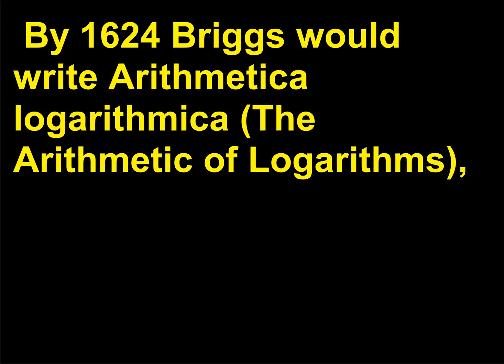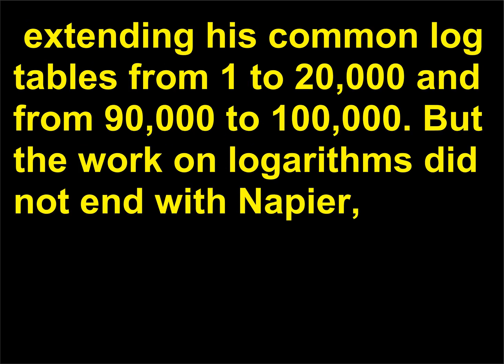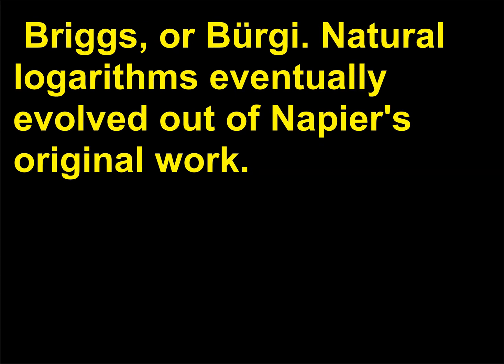By 1624 Briggs would write Arithmetica Logarithmica, the arithmetic of logarithms, extending his common log tables from 1 to 20,000 and from 90,000 to 100,000. But the work on logarithms did not end with Napier, Briggs, or Bürgi. Natural logarithms eventually evolved out of Napier's original work.